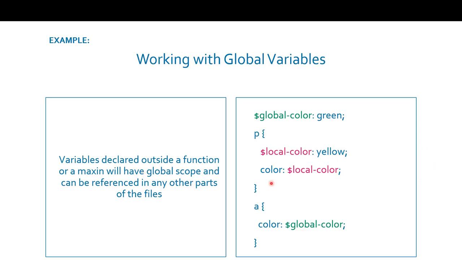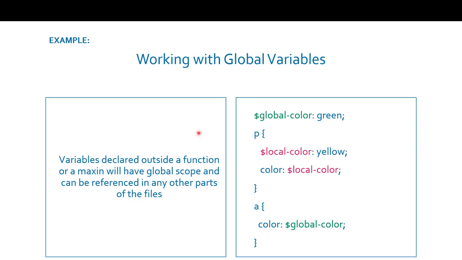So this is basically our function, our class, our object. You know, everything in programming is an object. A global variable is a variable we define outside all these objects, outside functions, mixins, whatever. It is called a global variable because it can be accessed within all the objects we've defined.